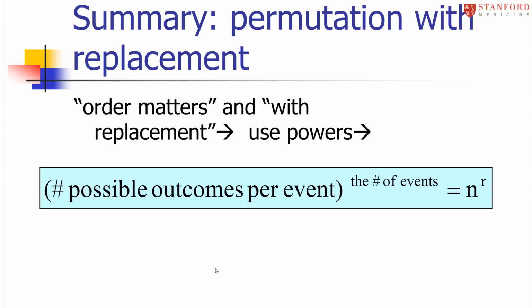So you can see that a pattern has emerged here. When we have permutations with replacement, so order matters, and with replacement, we're going to be using powers. The base, what I'm representing as n here, is the number of possible outcomes per event. So for dice, there's 6 different possible outcomes. For a coin flip, there's 2. And then you're going to raise to the power, which is the number of times you're repeating that event, that coin flip or that toss of the dice. So we end up with n raised to the r power here.